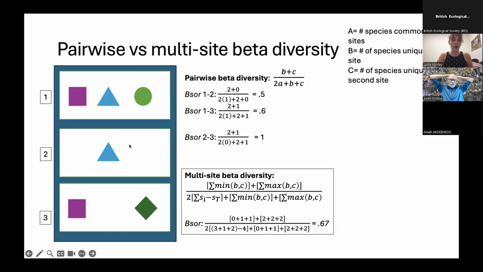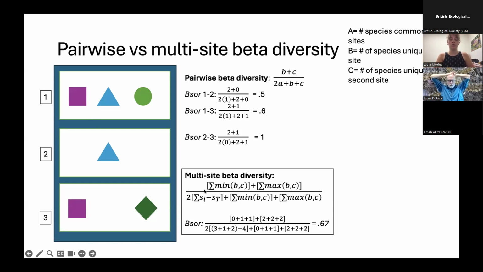And then we also have here, so this SIST here, it is just 2 times the sum of the total number of species in each site minus the total number of unique species in the community itself. So site 1 has 3 species, site 2 has 1 species, site 3 has 2 species. We plug that in, we subtract that from 4, we multiply it by 2, and then we add it to what is our denominator. So we get a multiple site beta diversity of 0.67. So this tells us that this community on the whole has a beta diversity score of 0.67 in general.